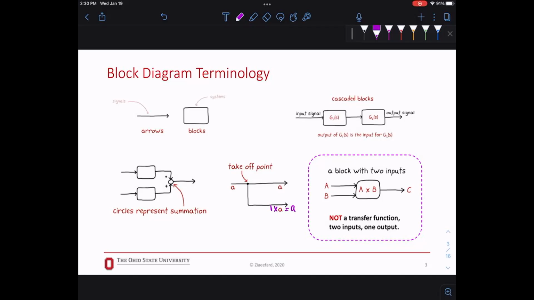If you have a block that has 2 signals going into it without going through a summation point, that is not a transfer function. You have 2 inputs, 1 output, right? That's something else. So all of your blocks will have 1 input, 1 output for now because we are working on SISO systems, single input, single output, all right? We do have blocks that look like this. They're different. When we go to MATLAB and Simulink, you'll see them.